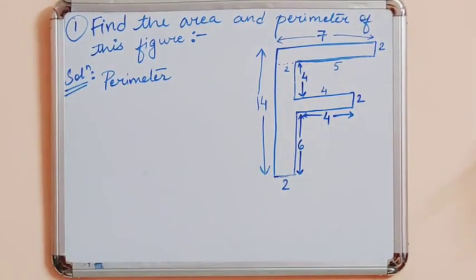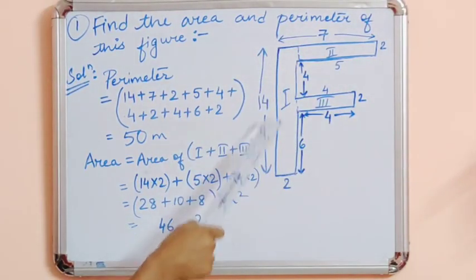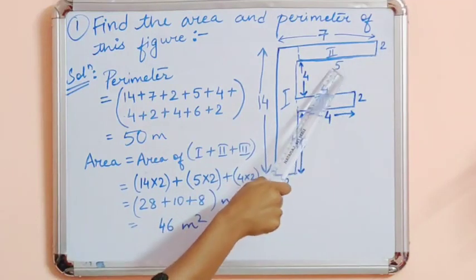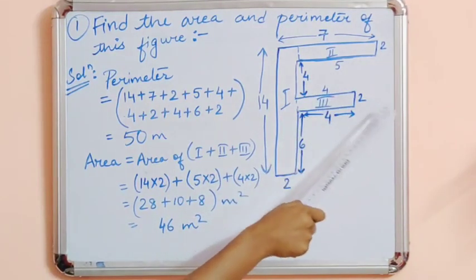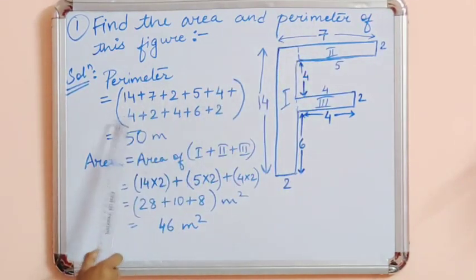Now we know what is perimeter. Perimeter is the addition of all the sides. So to calculate the perimeter, we will be adding up all these sides. So we start from 14. 14 plus 7 plus 2 plus 5 plus 4 plus 4 plus 2 plus 4 plus 6 plus 2. If we add up all these sides, we will be getting 50 meter.